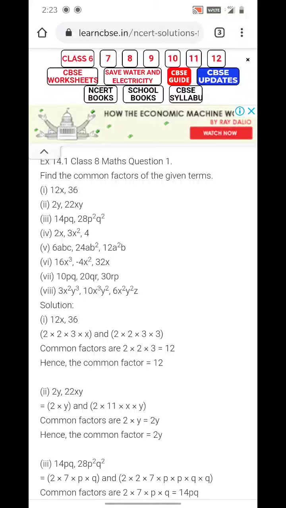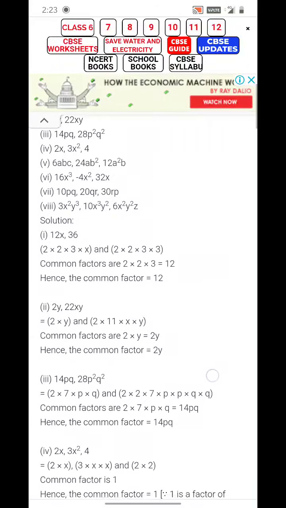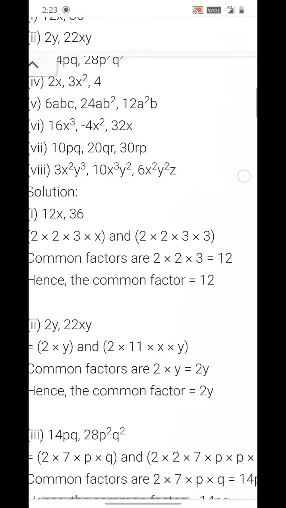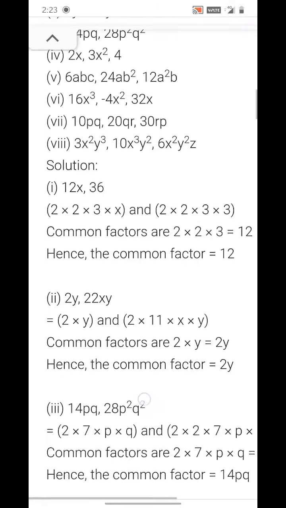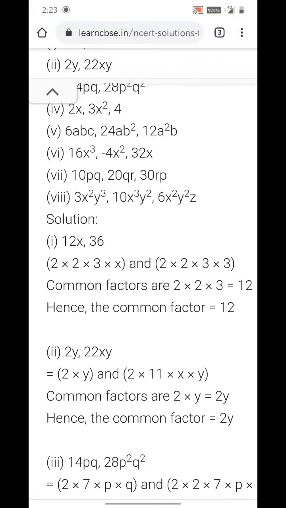Good afternoon students. Today we are going to start with the exercise of factorization, class 8. Exercise 8.1, question is given. Find the common factors of the given terms. So the first terms are 12x and 36. Two terms are given over here, 12x and 36. We have to find the common factors among them.